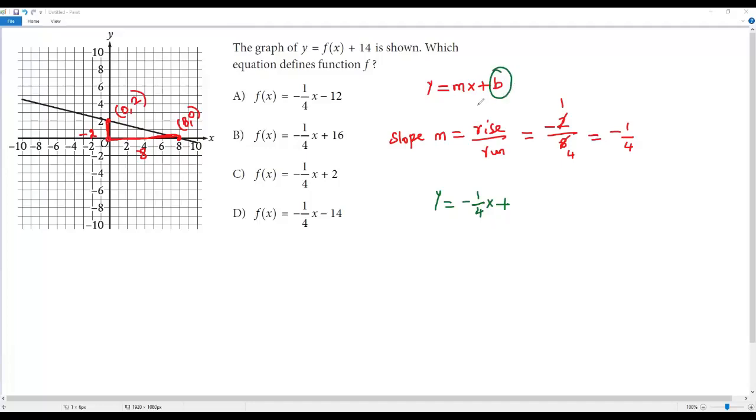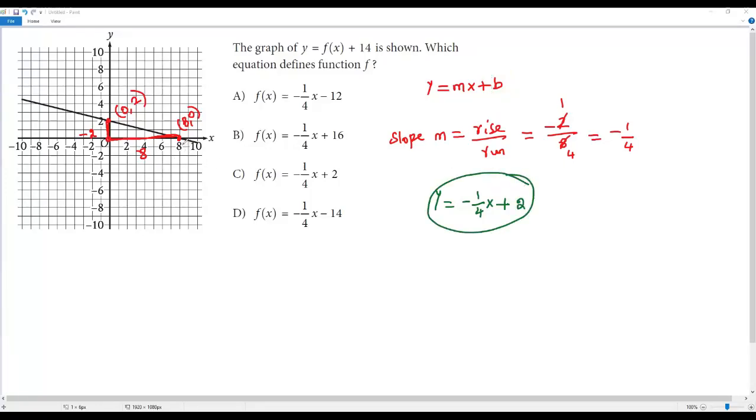So what does the b refer to? Actually, b refers to the y-intercept, the value on the y-axis where the line cuts. So here the line intersects the y-axis at 2. So the y-intercept is 2. That means we have to plug in 2 for b. So now I got the equation of the line given in the graph.